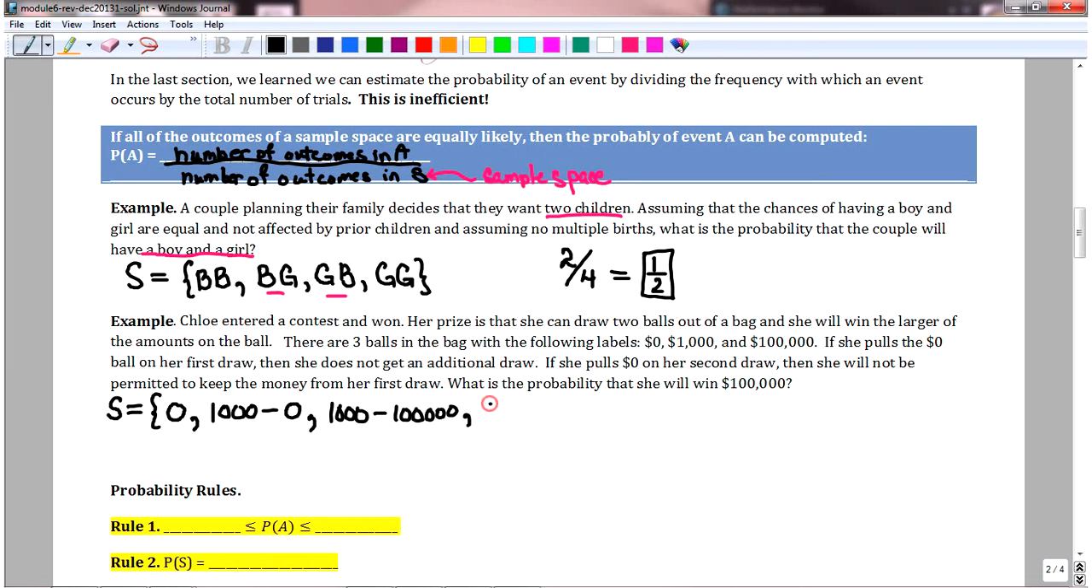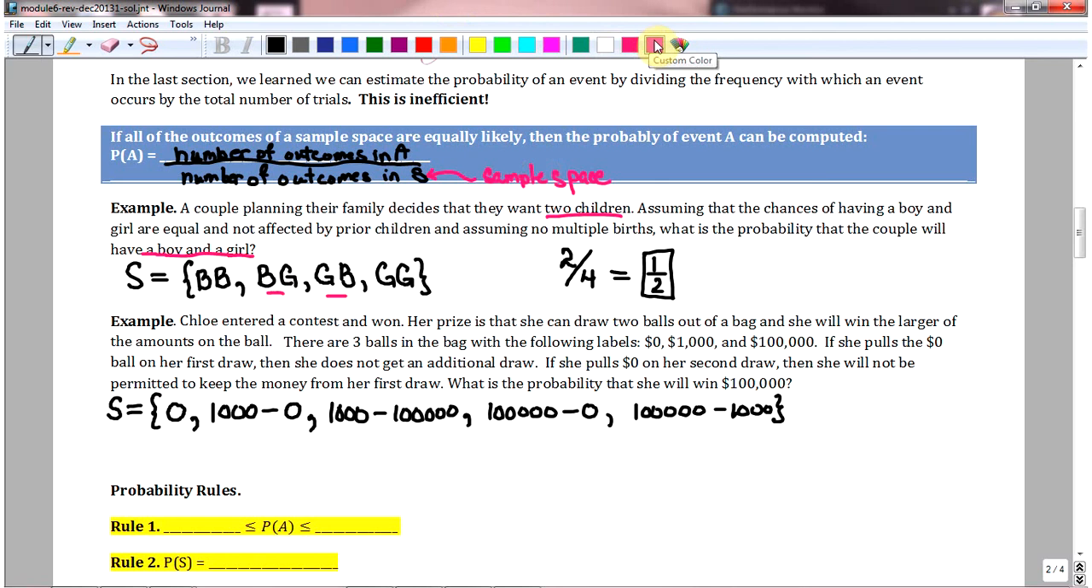Another possibility: she could draw the $100,000 ball, and then get the 0 ball. And lastly, she can draw the $100,000 ball first, and then draw the $1,000 ball. Okay, so that lists all of our possibilities, and we want the probability that she will win $100,000.